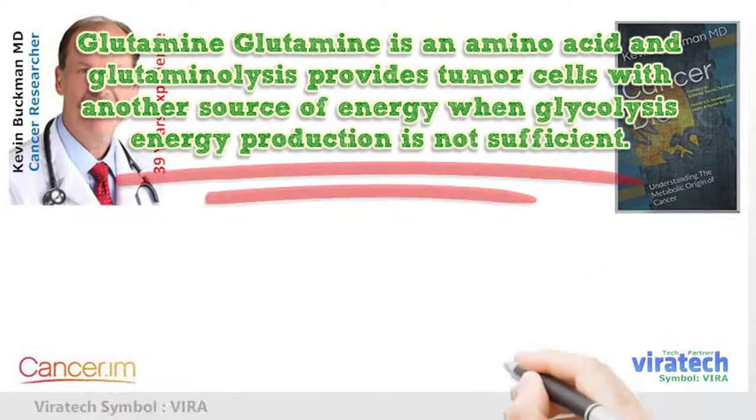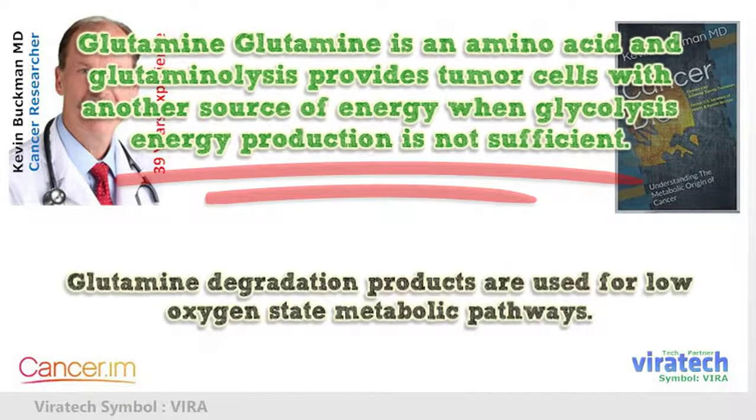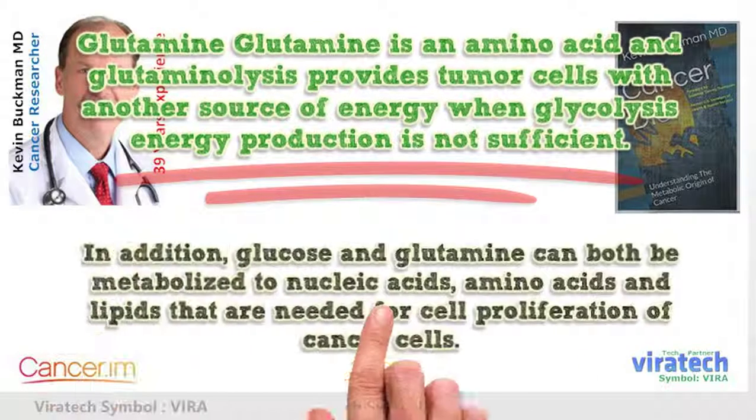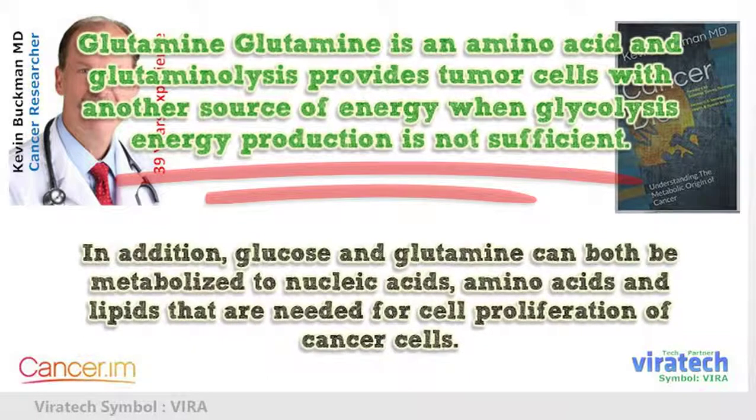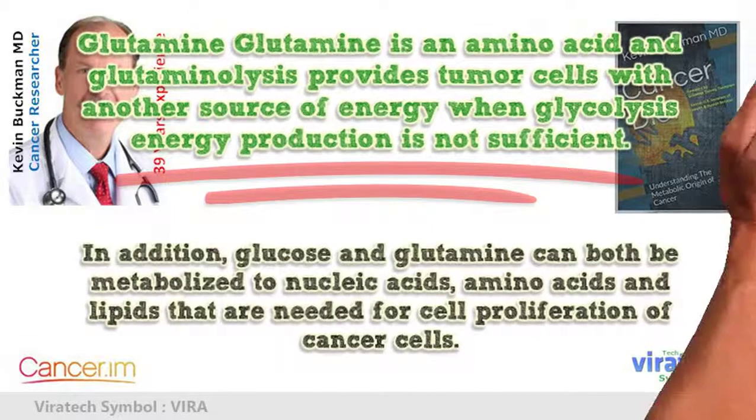Glutamine. Glutamine is an amino acid, and glutaminolysis provides tumor cells with another source of energy when glycolysis energy production is not sufficient. Glutamine degradation products are used for low oxygen state metabolic pathways. In addition, glucose and glutamine can both be metabolized to nucleic acids, amino acids and lipids that are needed for cell proliferation of cancer cells.